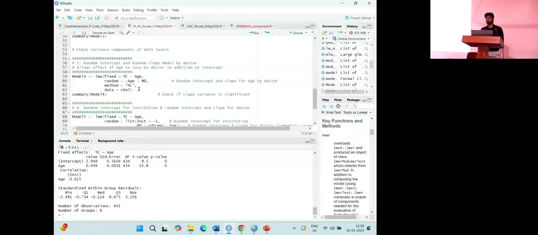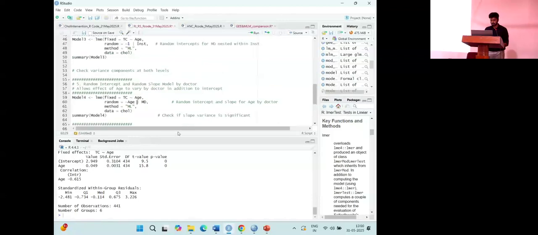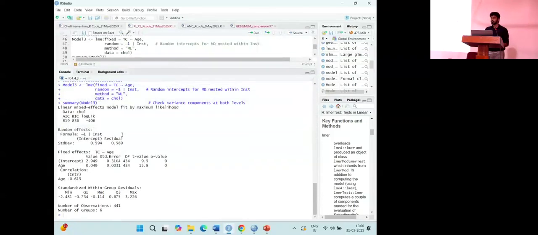We showed you the institution level and we discussed it, and we got exactly the same values here. Therefore, we thought, let us not worry about the institution. We'll start with the doctor level analysis.